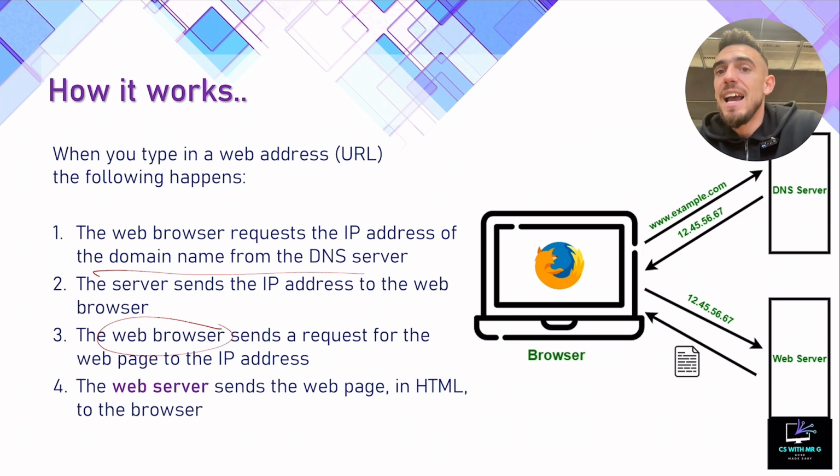So one, I type in wikipedia.org. My computer contacts the DNS server, which then responds with an IP address for Wikipedia. My browser, let's say I'm using Firefox, then sends a request for the page I'm looking for. I will then send a request for this specific web page to the IP address, and the web server will send me back the HTML file to my browser.